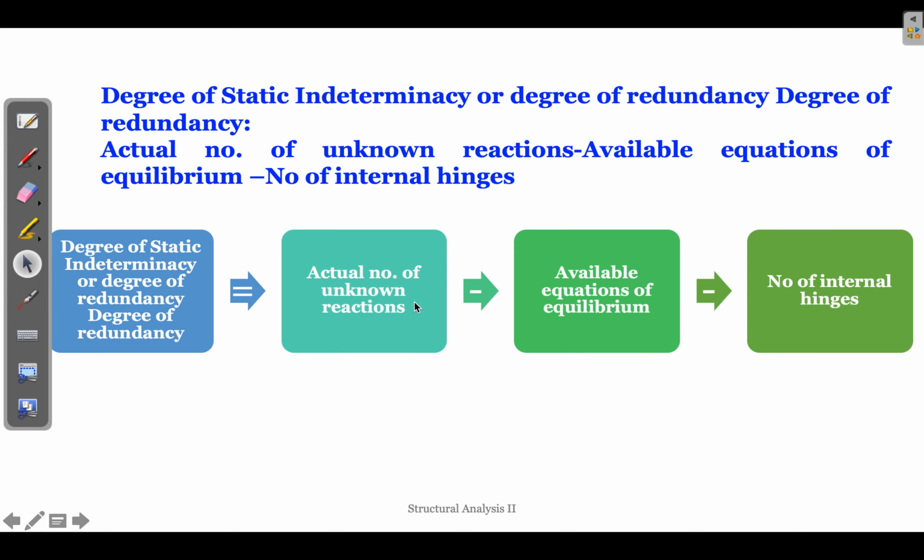So if we call the actual number of unknown reactions R, minus the available equations of equilibrium, which is 3, minus H. This is the formula we are going to use. So what is degree of static indeterminacy? It is equal to the actual number of unknown reactions minus available equations of equilibrium, and in case internal hinges are there, then we will be counting them. This is the general formula for degree of static indeterminacy.